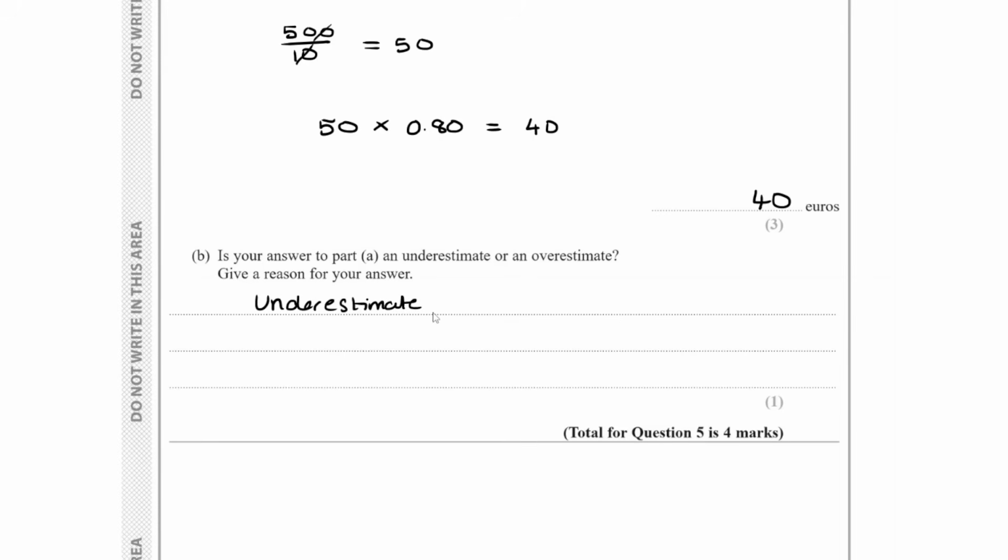And then literally just the most basic answer to say more specifically because I rounded the distance down, I rounded the price down, but just something to do with the fact that it's an underestimate because we rounded down. As I said, for these worded questions, they don't have to be full sentences, you don't have to give loads of detail, just think of the most obvious thing you can say because it's only 1 mark. So 4 marks in total there.